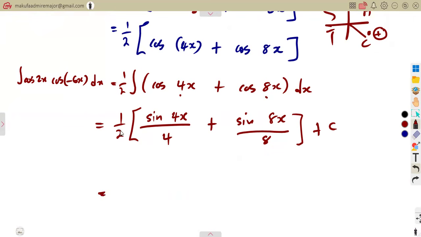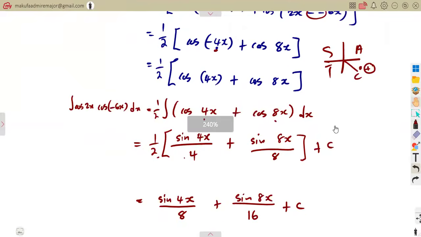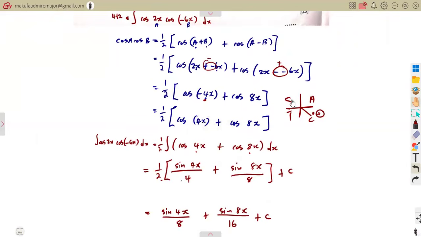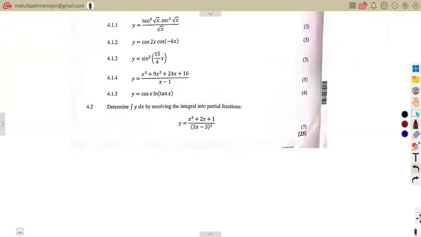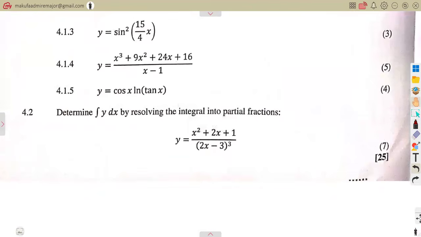What I'm simply trying to say is that you can even multiply by 2. 2 times 4, it will be 8. So it will be sine 4x over 8 plus 2 times 8, which is 16. That one, it's in your hands. You can even have it this way. That is what you're supposed to have. So, guys, you can change a cos from a negative to a positive. That one is very mathematical, from the application of your quadrants.